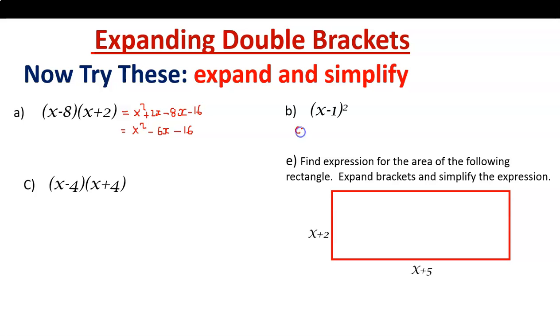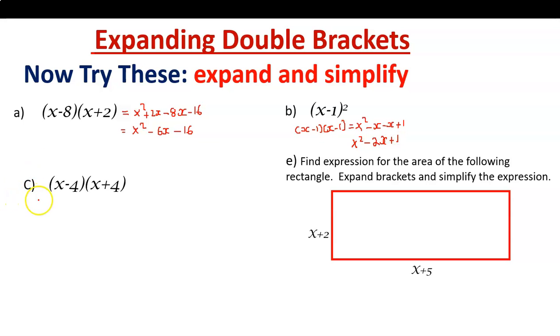This one is x minus 1 twice. That's what the square is telling us. Expand this. x times x, x squared. x times minus 1, minus x. Minus 1 times x, minus x. Minus 1 times minus 1, plus 1. Well, that gives you x squared. What's minus x minus x? Minus 2x, plus 1.